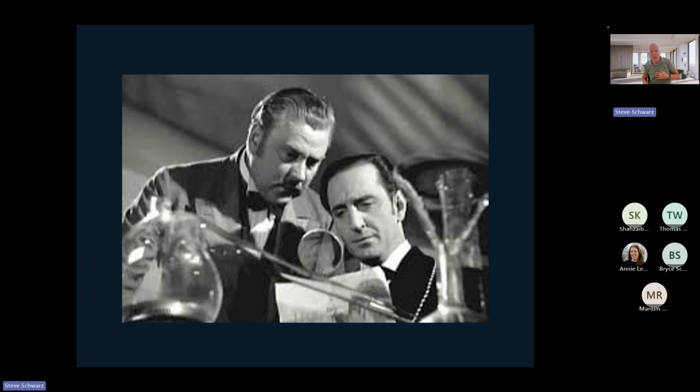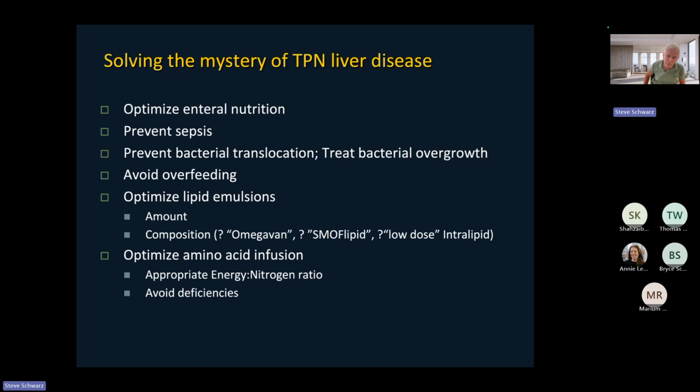So we're going back to Bryce's favorite duo, Basil Rathbone and Nigel Bruce, otherwise known as Sherlock Holmes and Dr. Watson. Solving the mystery of TPN liver disease, we want to optimize enteral nutrition, prevent sepsis, prevent bacterial translocation. The best way to do that is to enteral feed, which maintains the mucosal volume and limits paracellular transport. We want to aggressively treat bacterial overgrowth. Certainly avoid overfeeding, both with carbohydrate and with lipid. Optimize lipid emulsions in terms of amount and composition, and optimize your amino acid infusion. Again, don't forget about the protein. We want to maintain that 150 to 200 energy to nitrogen ratio, and obviously avoid any deficiencies.